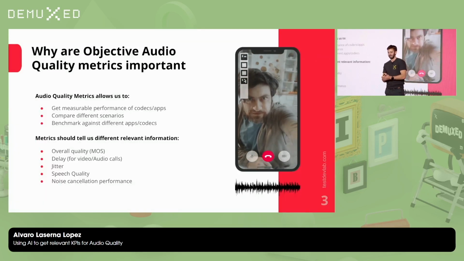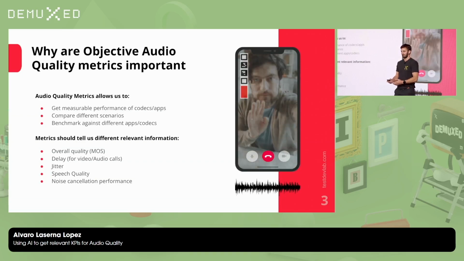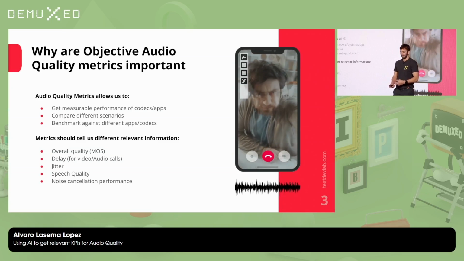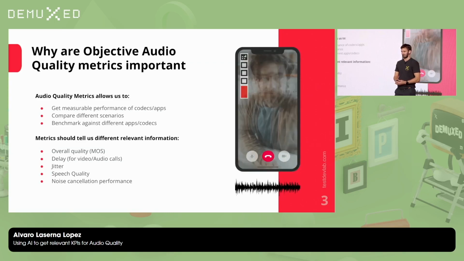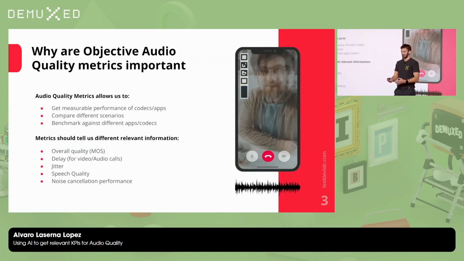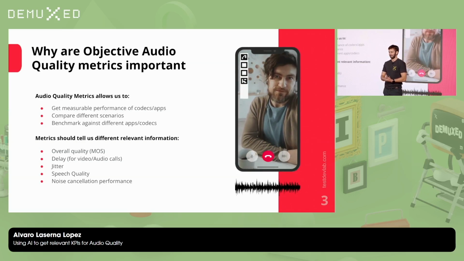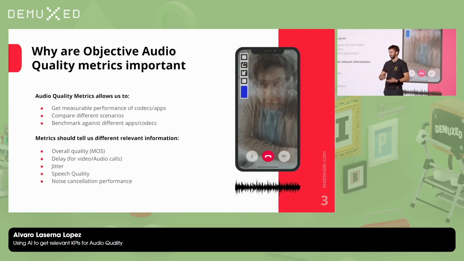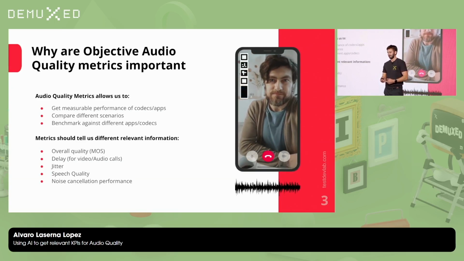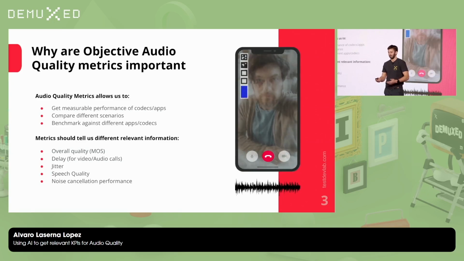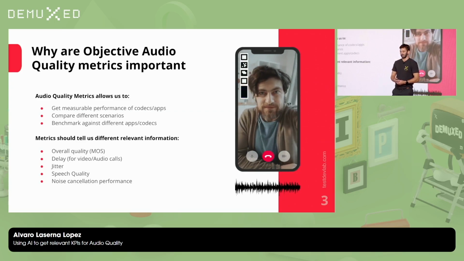Well, first of all, why are they important? This is kind of obvious. If we don't have reliable objective metrics to measure the quality at the receiver end, when you do audio video calls, when you do streaming of any kind of media, you don't know how to compare it, and you don't know how the progress on your new codecs or on your new implementations of SDKs and whatnot are affecting the overall performance of this application.